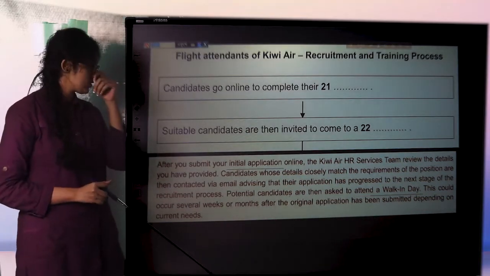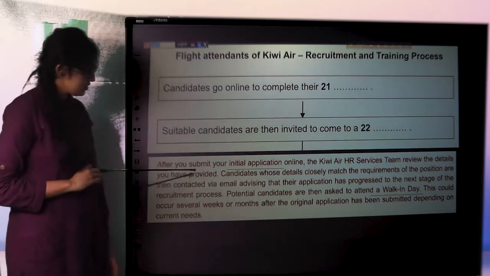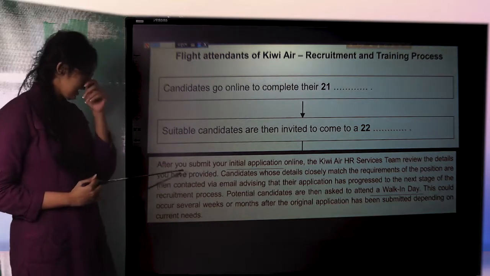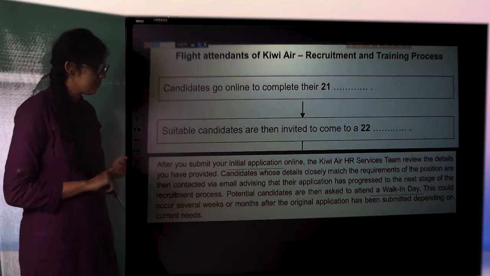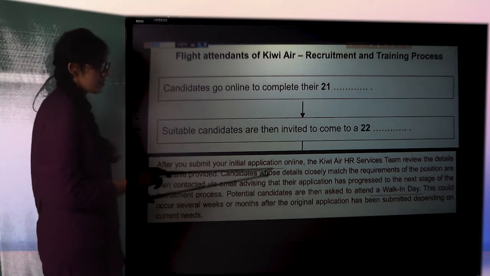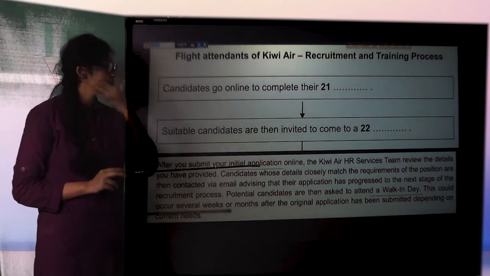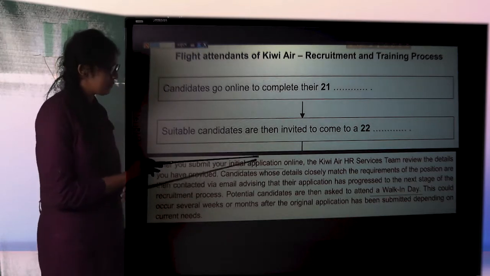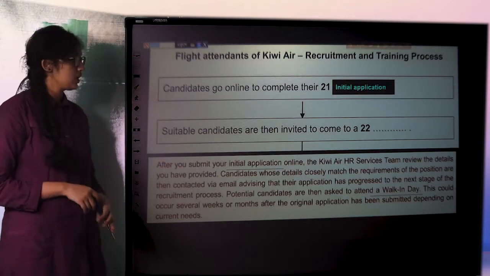So when we're answering this question, candidates go online to complete their dash. After you read this line, you know that the candidates go online to submit their initial application. Over here, you're allowed to use no more than 2 words. So you can either write application or initial application. Either will be correct. Okay.